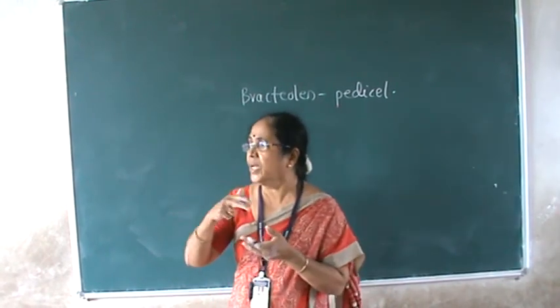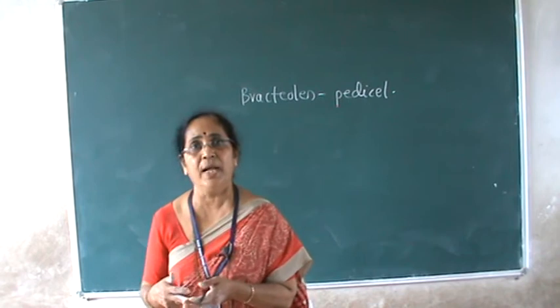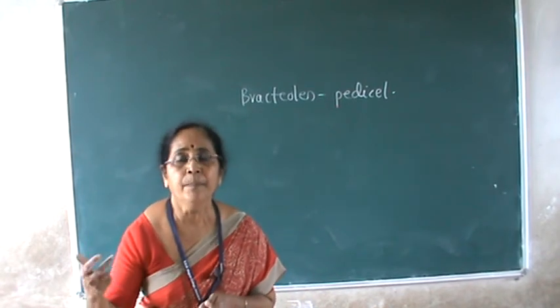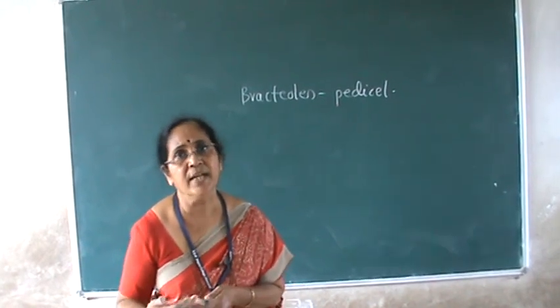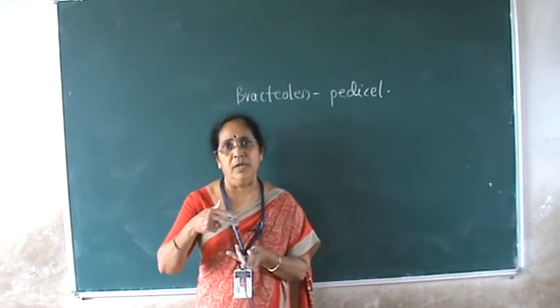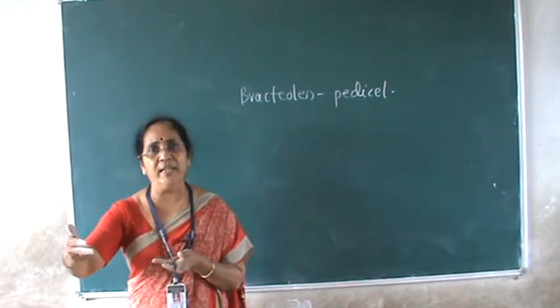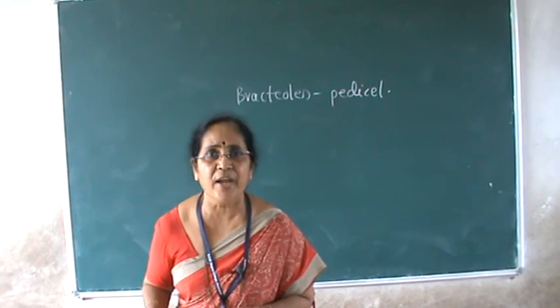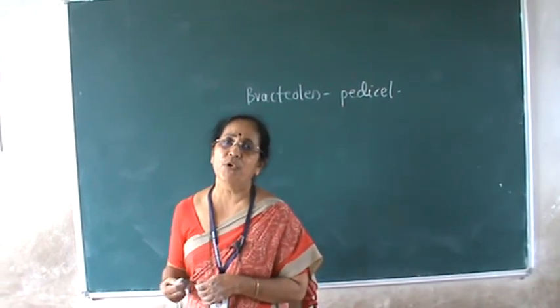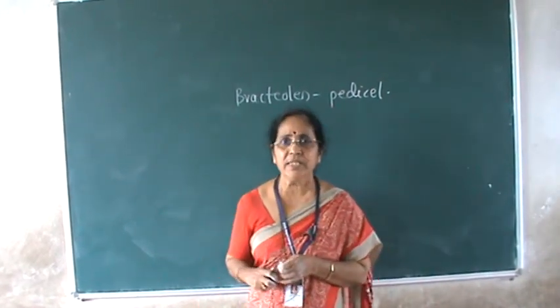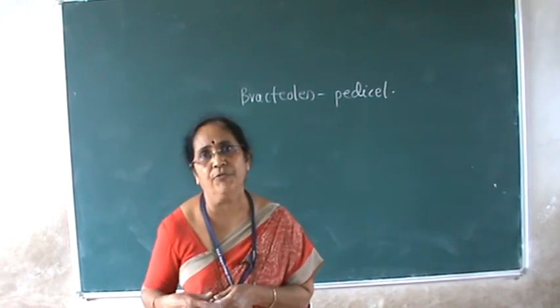Then by counting the number of floral parts also, you are going to describe the flower as whether it is trimerous, tetramerous or pentamerous kind of flower. So threes and multiples of threes, if you find the floral parts, it is to be described as trimerous. Fours and multiples of fours, it can be described as tetramerous. Pentamerous, fives and multiples of fives.